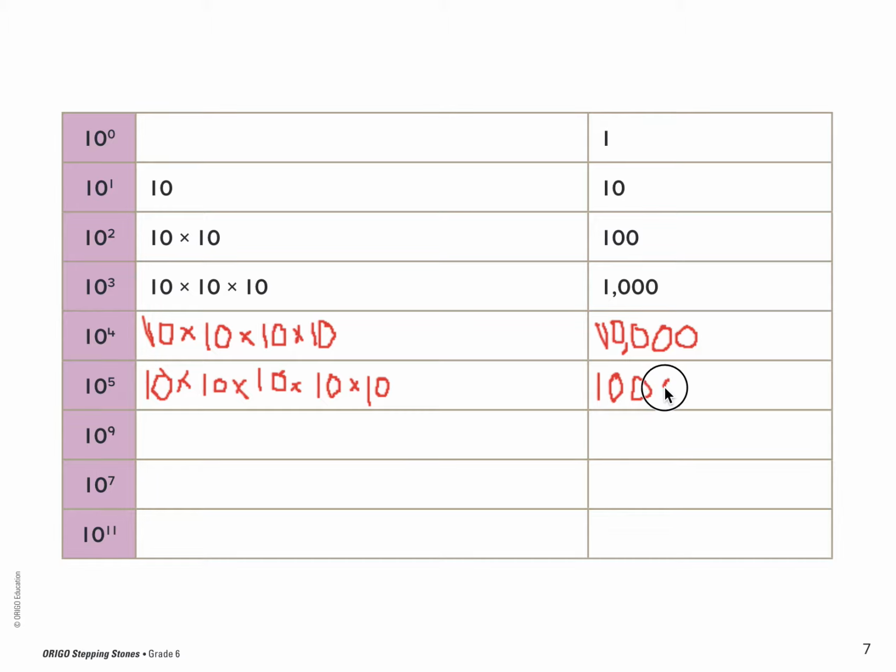1, 2, 3, 4, 5. I'm going to leave the rest. I think you guys are understanding a little bit of what is going on here. And the wonderful thing with powers of 10 is that it correlates directly to our number system. We have the tens place, the hundreds, then the thousands, 10,000s, 100,000s, and so on.